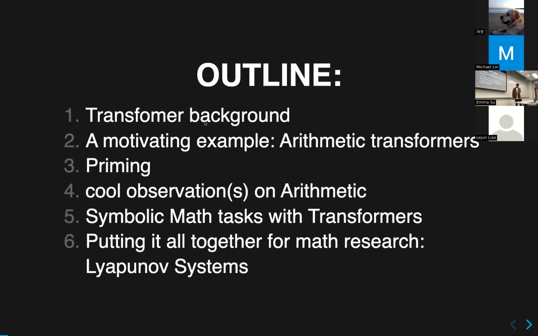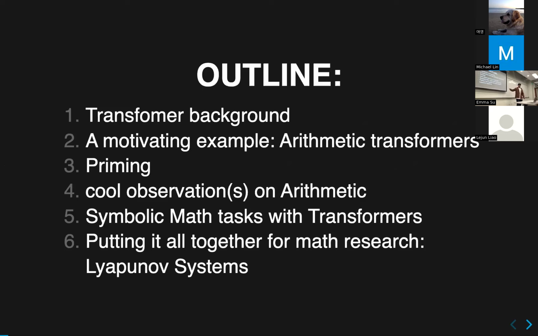we're going to give a quick thing about Transformers. Who here knows what a Transformer is? Okay. So I think I still will go through the background. And then we'll be going over arithmetic transformers as a quick example of using them in math and how it's not as easy as it seems.